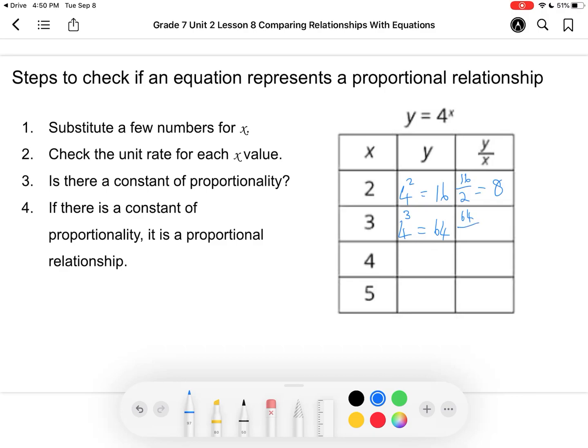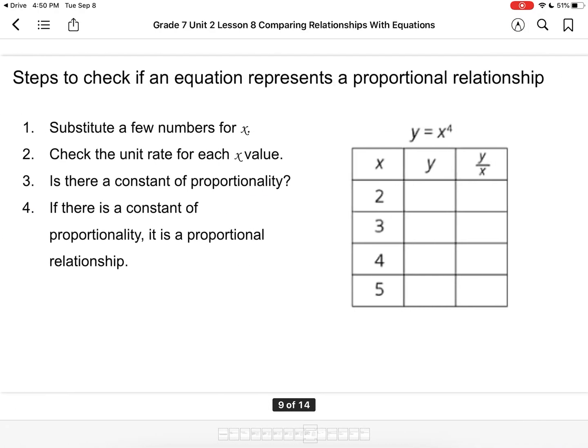So 64 divided by 3 is 21.3, which is a different ratio to what we have in the first row here. 21.3 is not equivalent to 8. So I'm not even going to do the calculations for the next 2 rows. I don't need to. If any of the y over x values are not equivalent, then there is no constant of proportionality, and it is not a proportional relationship.